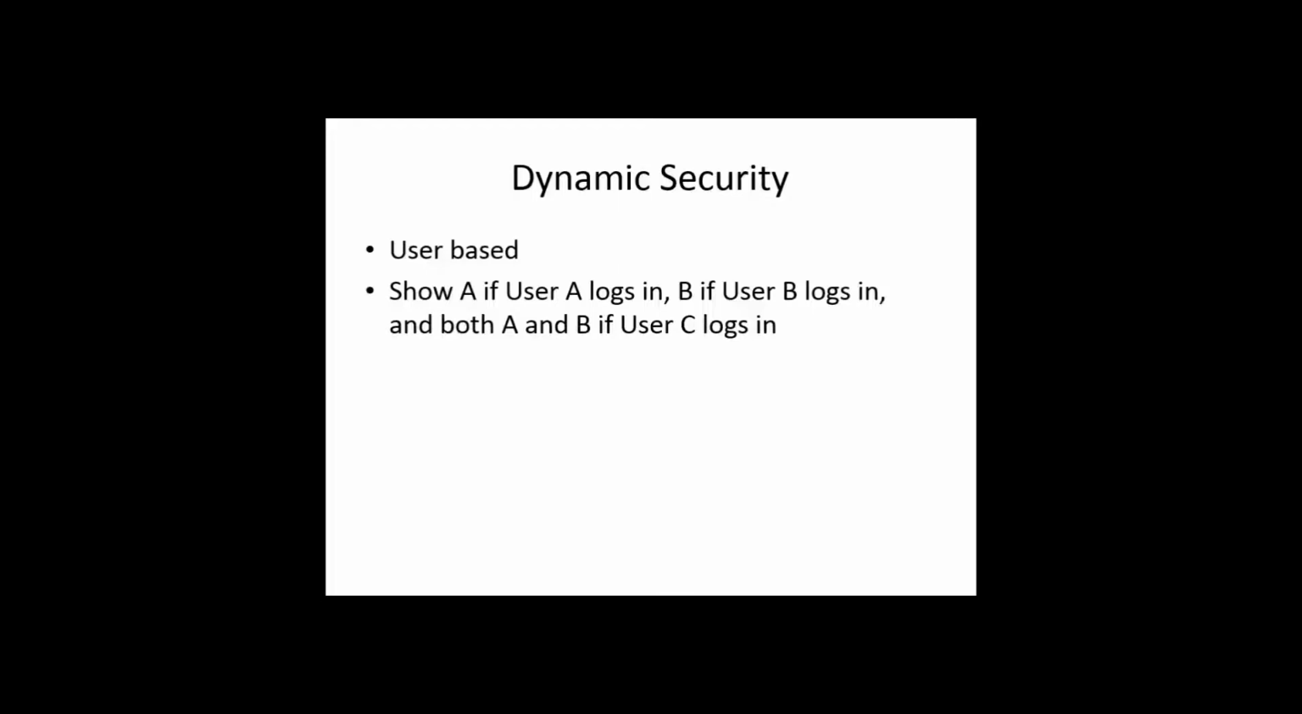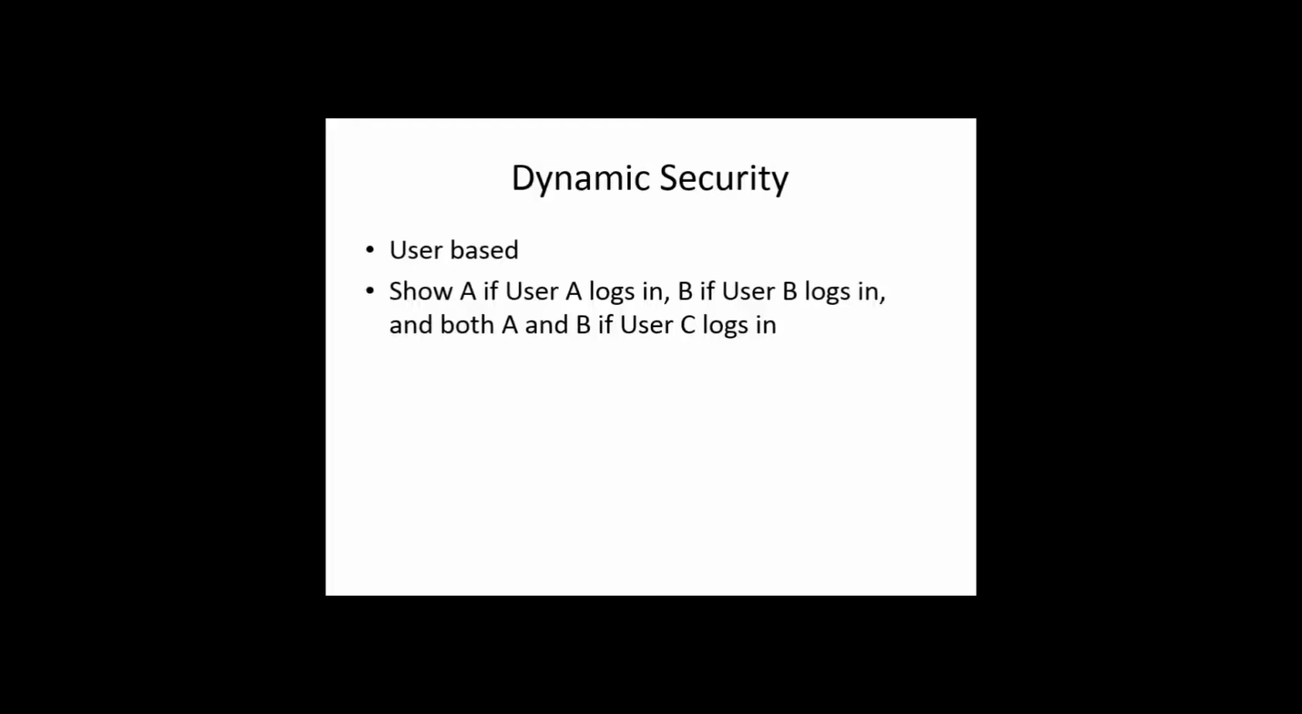But then let's say our CEO, we want him to be able to see everybody, regardless of who the customer is, regardless of where they're at, regardless of what sales territory they're in. So essentially, we want to show A if user A logs in, and we want to show B if user B logs in. But if user C logs in, then we want to show both of these things. And we can actually tune this to be user-based. So from a user level, we can say who's connecting to this cube, and as they're connecting, I want to change what they can see.